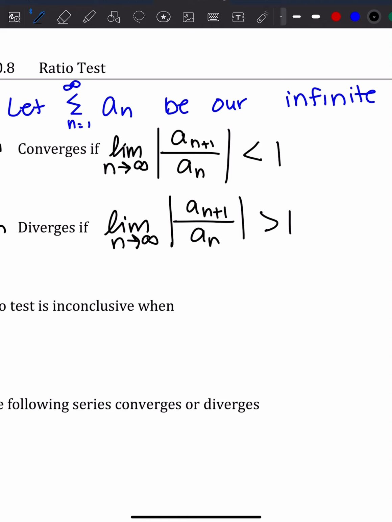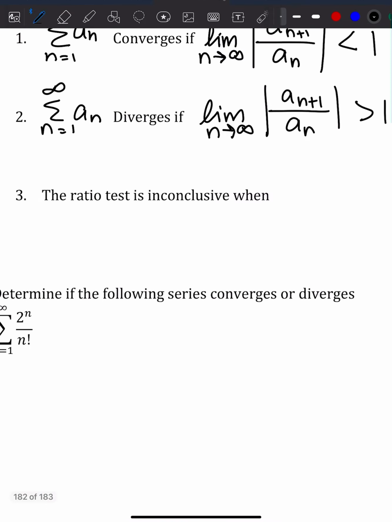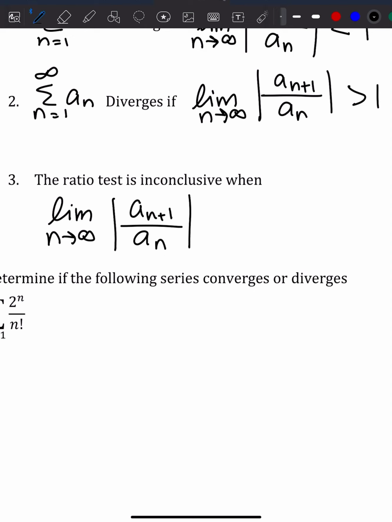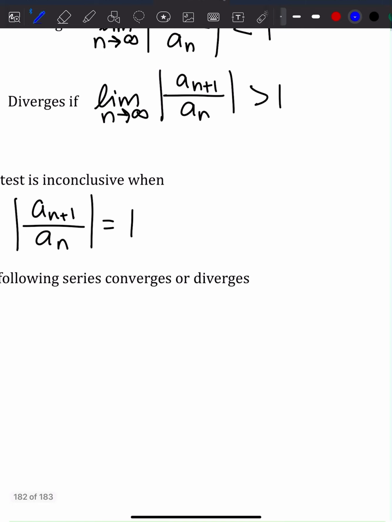Now, the last part here, it's inconclusive when the limit as n approaches infinity of the absolute value of a sub n plus 1 divided by a sub n equals 1. So if we get that it equals exactly 1, that means it is inconclusive. And this is the one scenario, the one time that if you were to tell me, cry and try something else, that would be accurate.